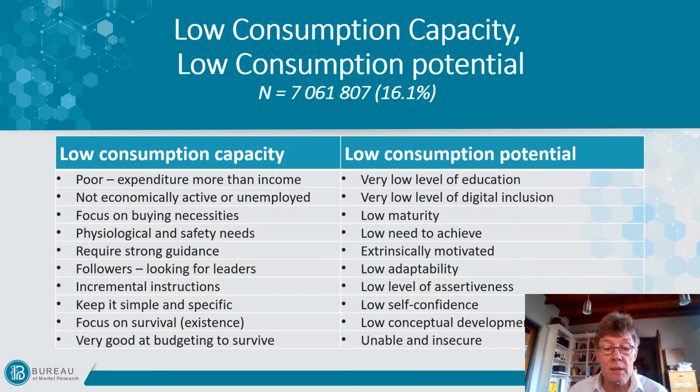When you look at the low consumption capacity, low consumption potential group, you will notice that these are typically poorer people where the expenditure is more than their income, mostly not economically active or unemployed. They focus on buying necessities. The physiological and the safety needs are predominant. In their buying decisions, they need strong guidance, and therefore influentials and celebrities are very effective in that space. They are generally followers looking for leaders.